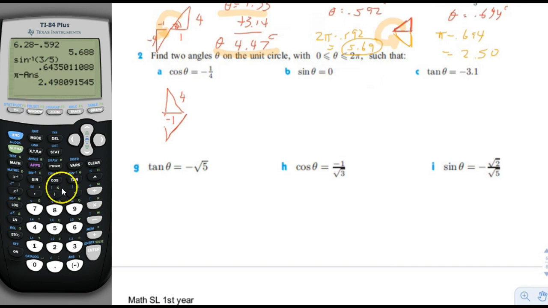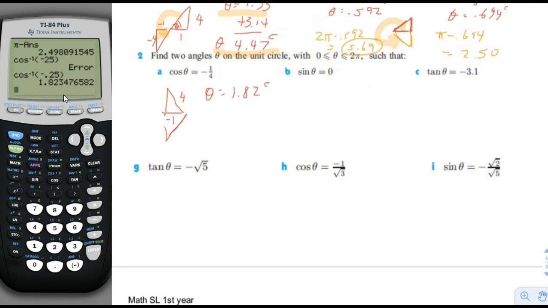So we'll find the inverse cosine of -0.25. Oops. Almost did it. We need to insert a second insert point. Okay, so it's 1.82. So our answer is 1.82. So the theta is equal to 1.82 radians.